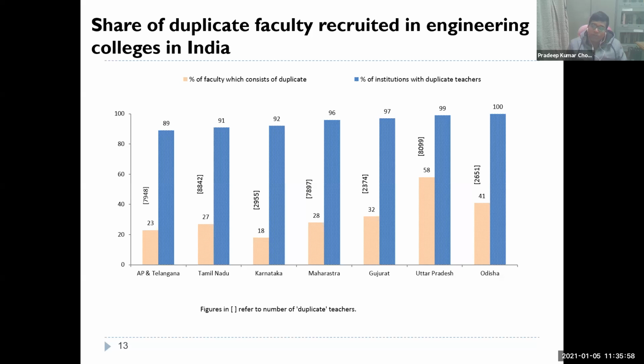In some of the states, you can see that almost 100% of institutions have duplicate faculty. In Odisha, for example, almost all the institutions have one or two duplicate faculty. And the percentage of faculty who are duplicates is 41% in Odisha, almost 58% in Uttar Pradesh. That is, if their entire total faculty is 100, almost 58 are duplicates. You see the kind of exercise that we do in engineering institutes, and we expect that our engineering graduates will be of high quality.